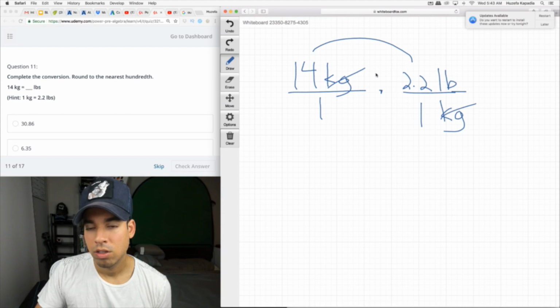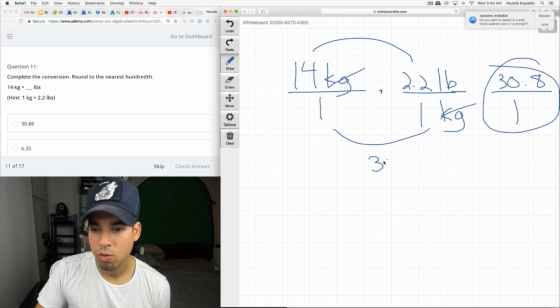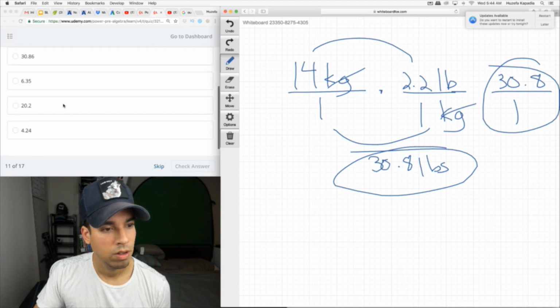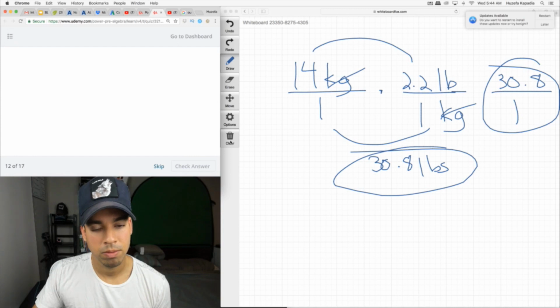We've got 28. I'm trying to do this in my head, plus 2.8, 30.8. So it ends up becoming 30.8. And this is pretty nice because that just multiplies across. And we just got 30.8 over 1, or 30.8 pounds. And that should be our answer right here. This is clearly our best answer. Boom.